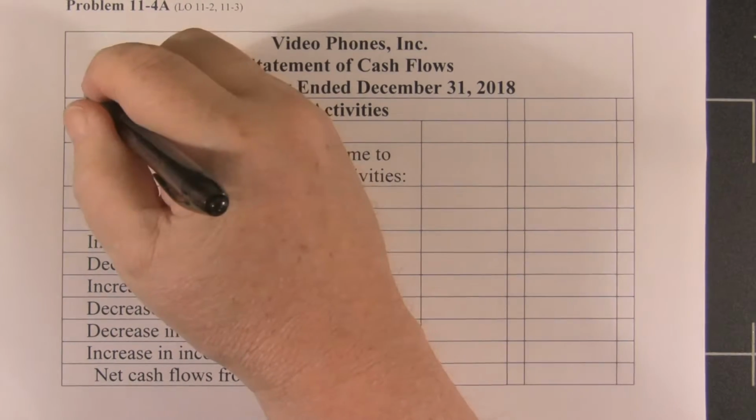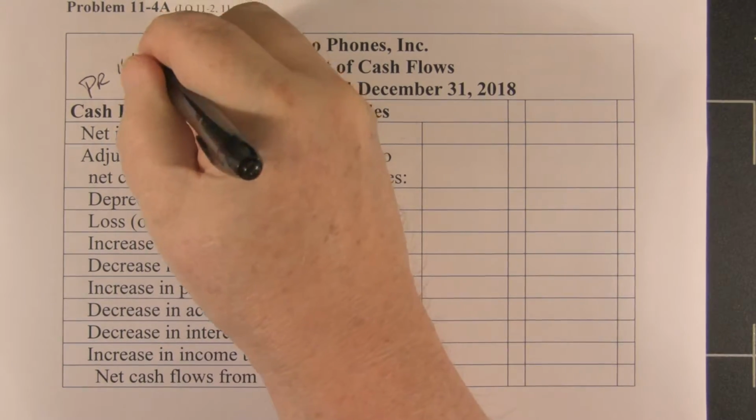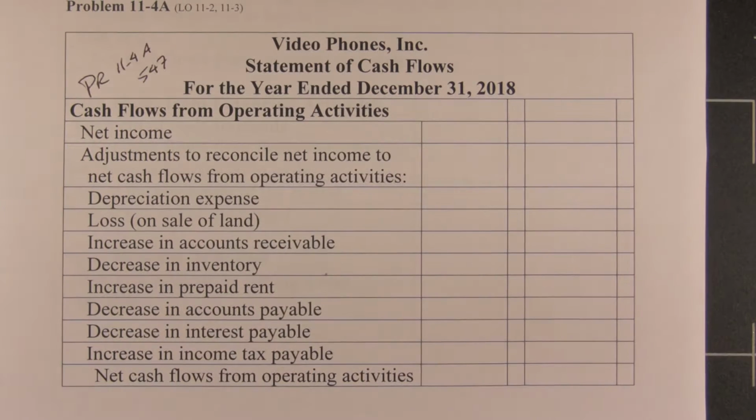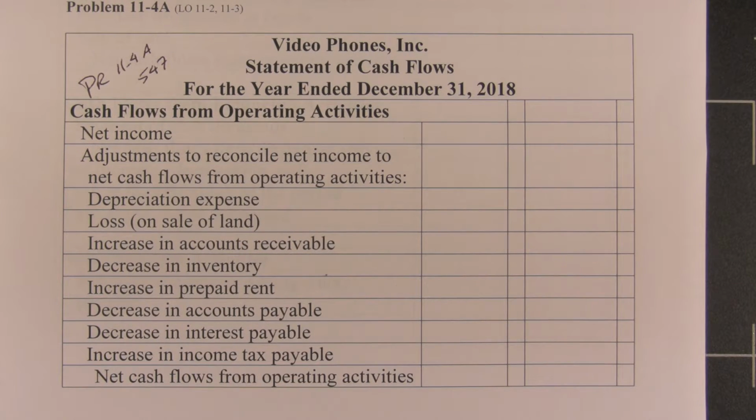Okay, problem 11.4a on page 547 is a complete cash flow problem by the indirect method. So let's get started. It's going to take a little while.